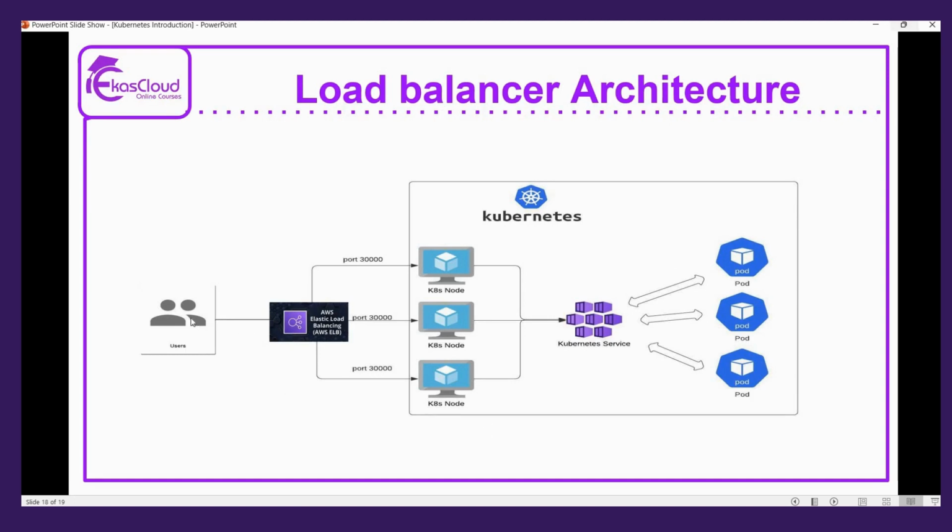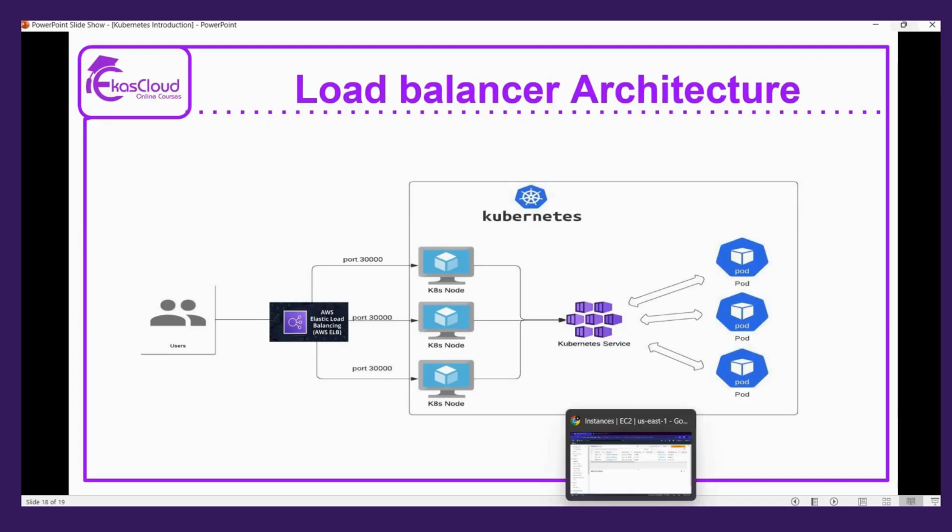The traffic comes from the end client to the AWS load balancer. It will distribute the traffic to the nodes. These are the Kubernetes nodes. Then it goes to the Kubernetes service. Then based on the labels attached to the pods, it will transfer this traffic to that pod. So this is the load balancer architecture.